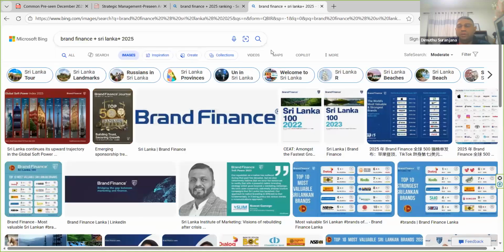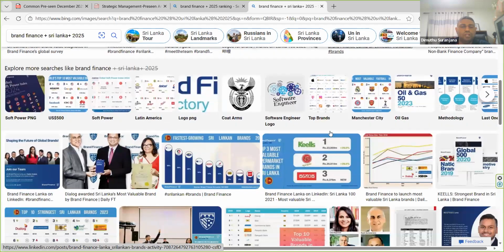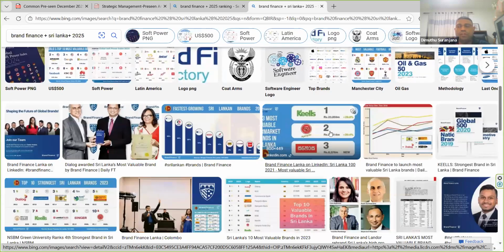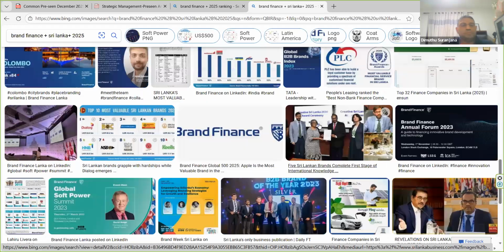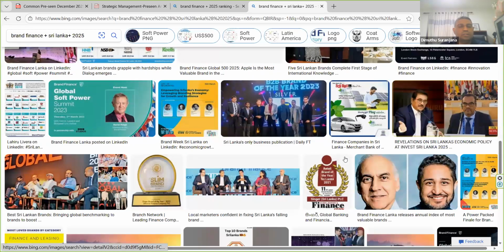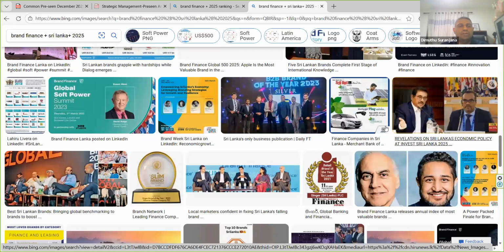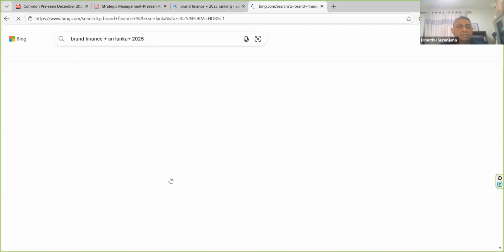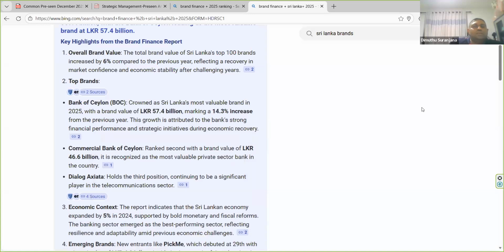What they have done is they have calculated the brand value. Normally it's very difficult to calculate the value, right? But they have calculated. Just remember the first five I have mentioned. You can properly identify that right data. Here you can see this, who has found it. Bank of Ceylon number one.